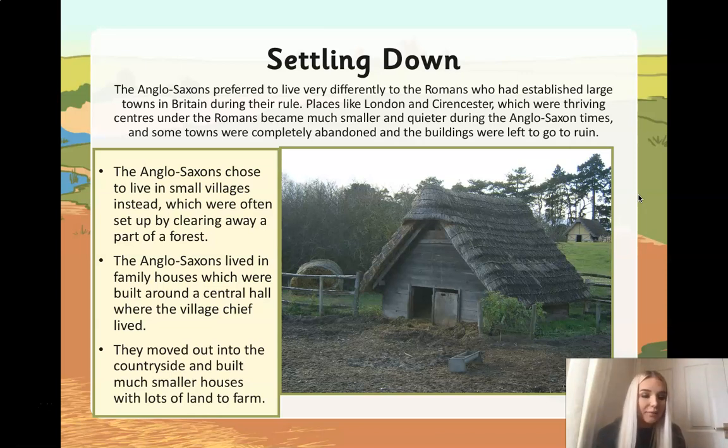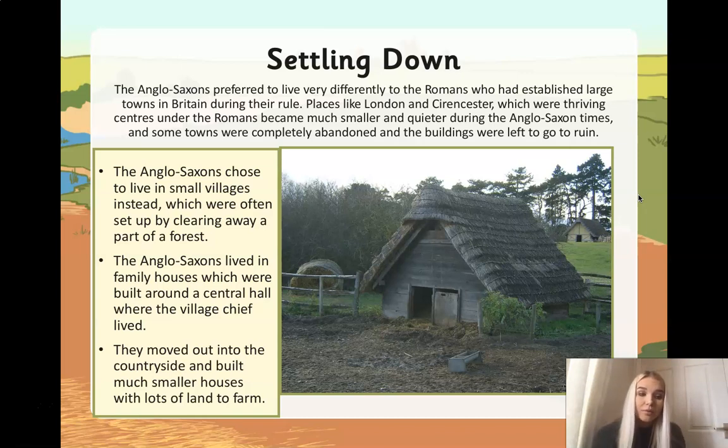And we're going to be learning about the different parts of an Anglo-Saxon village today. The Anglo-Saxons liked to move out into the countryside and build lots more smaller houses, because with smaller houses came more land, and more land meant more area and space to plant crops and make lots of food and different resources that they would really benefit from.